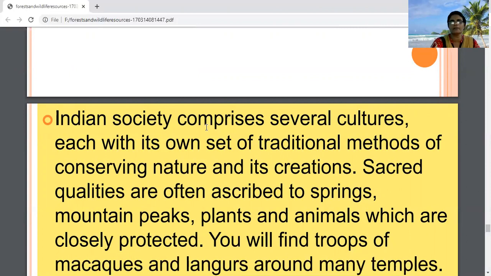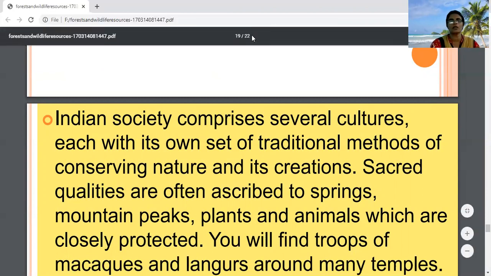In Indian society, several cultures have their own set of traditional methods of conserving nature and its creations. Different people living in different areas follow their own rules and regulations for protecting nature and natural resources. Sacred qualities.